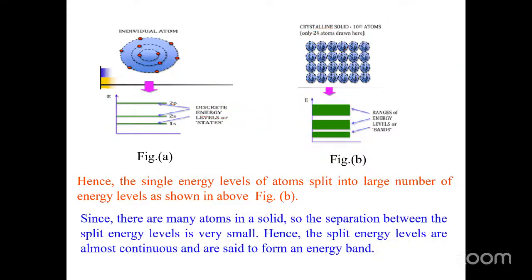So there are many atoms in a solid, so the separation between the split energy levels is very small. So the split energy levels are almost continuous, and this is said to form an energy band.